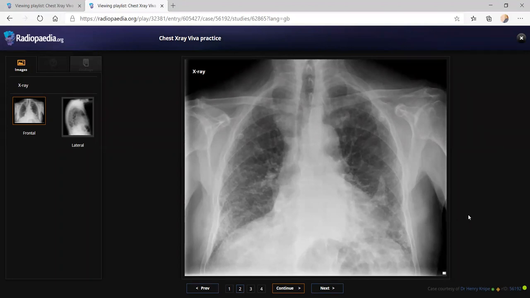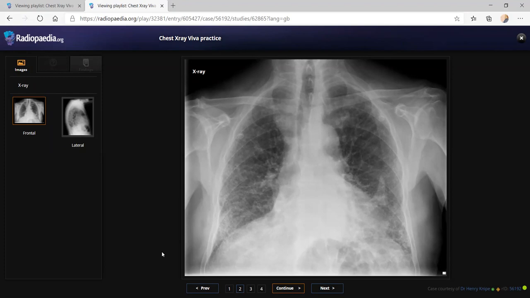Okay. There is one opacity I can see in the left lower zone, which looks like a plaque. So that may be indicative of an asbestos-related condition. Yes, the patient was working in the insulation industry at 30 to 50 years of age. Okay, so that goes in favor of asbestos-related lung disease.